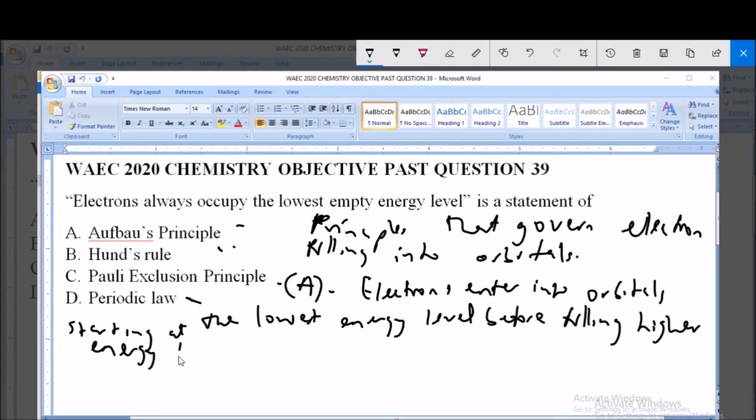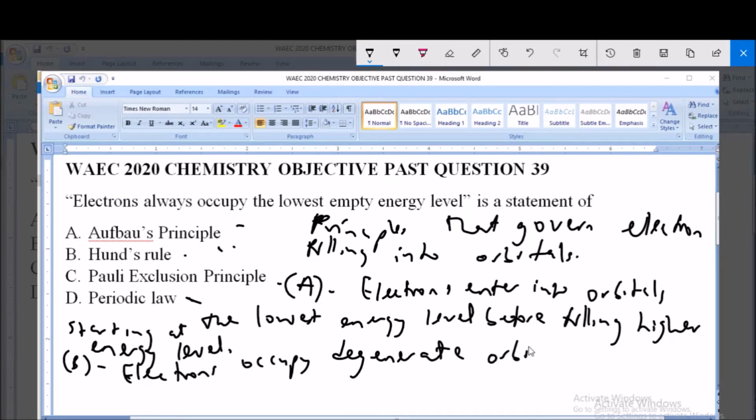Now, option B, which is Hund's rule, states that electrons occupy degenerate orbitals singly before pairing.